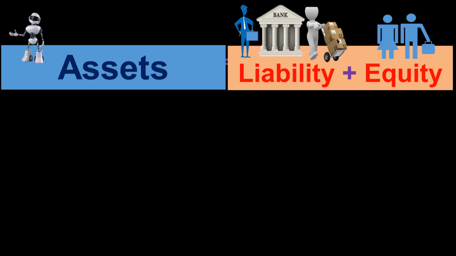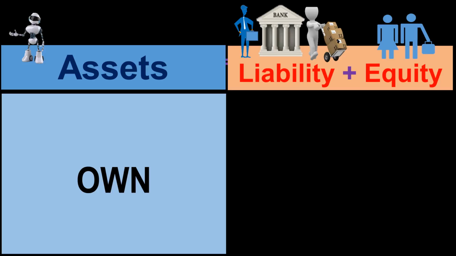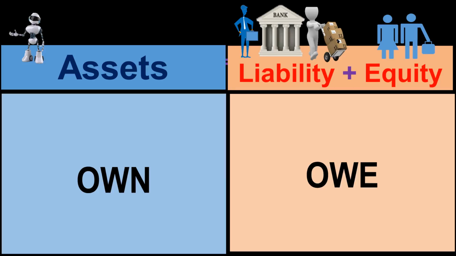Again, asset is everything that the business owns, and everything that the business owns, someone else has a claim to it, either other people or the owner of the business. So the business itself owes either of these two groups of people.